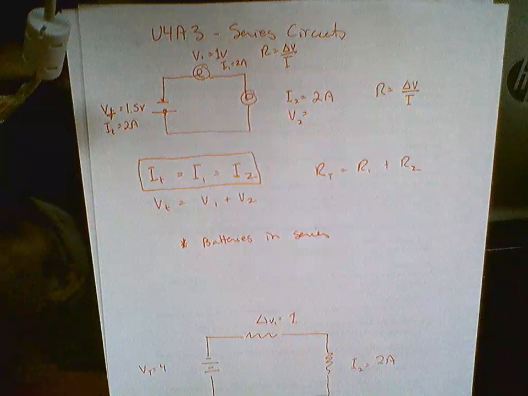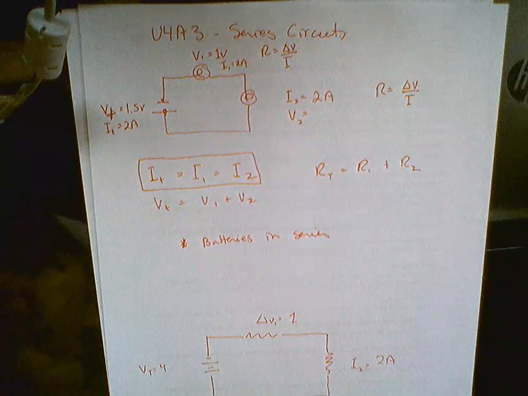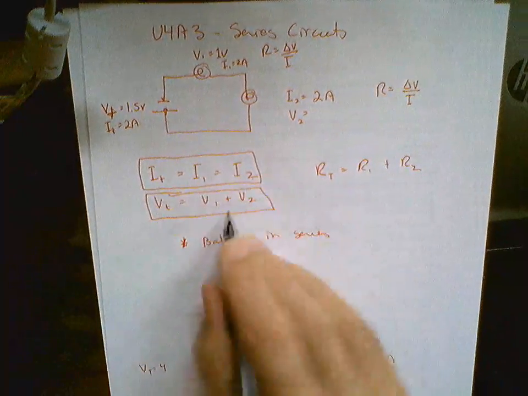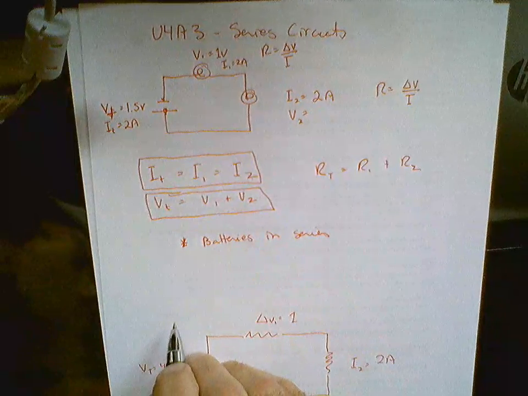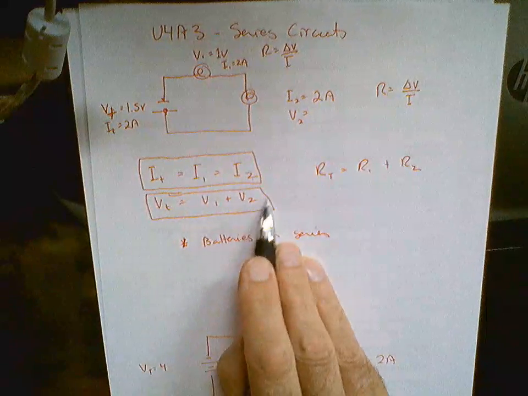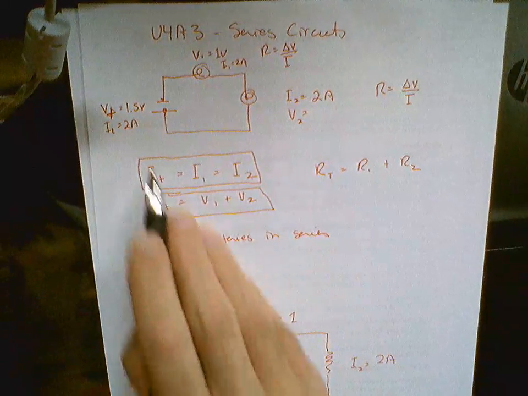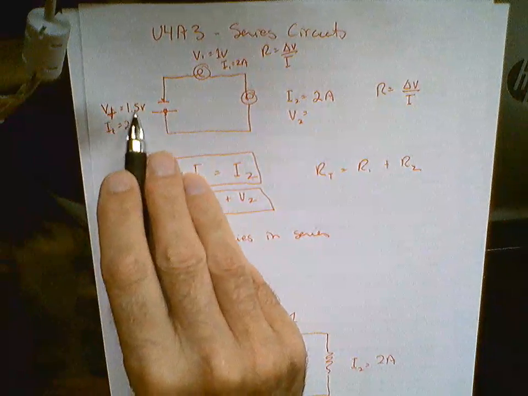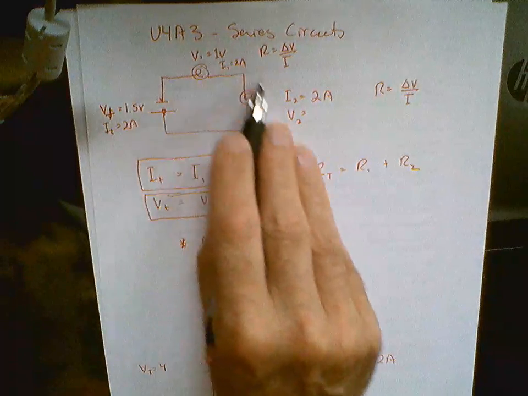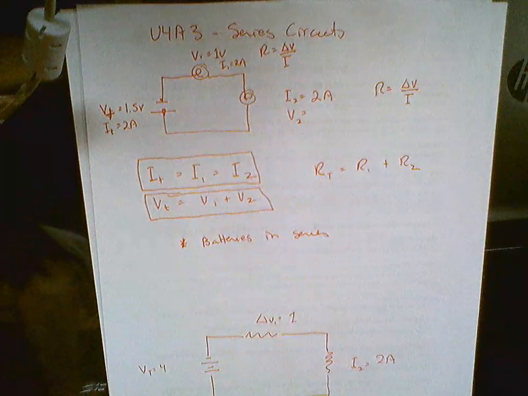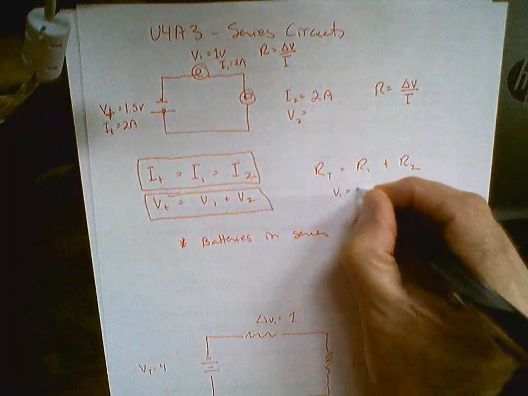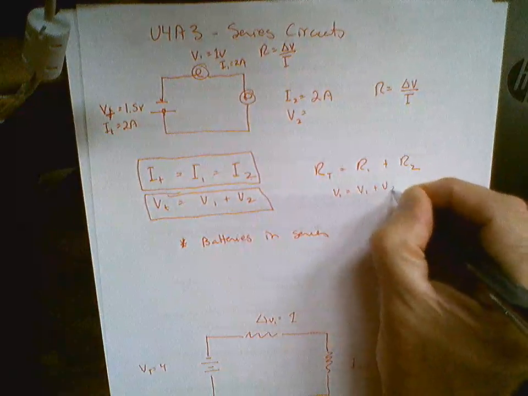Here we go. Let's take a look at voltage within here. So voltage total equals voltage 1 plus voltage 2. So where IT is equal everywhere, we have a total voltage drop across the system. In other words, if our voltage total is 1.5 volts, our whole system must add up to 1.5 volts. So voltage total equals V1 plus V2.